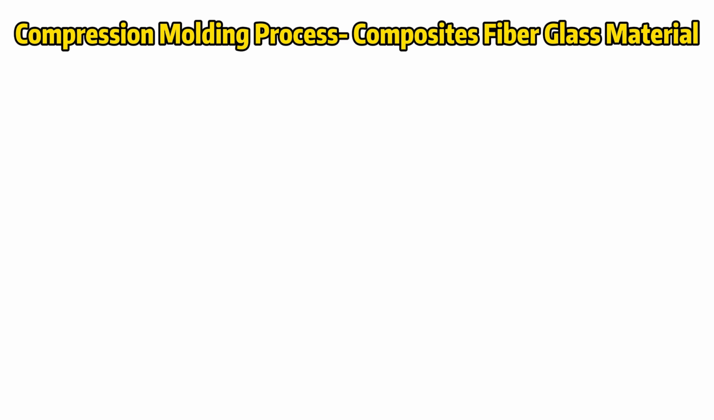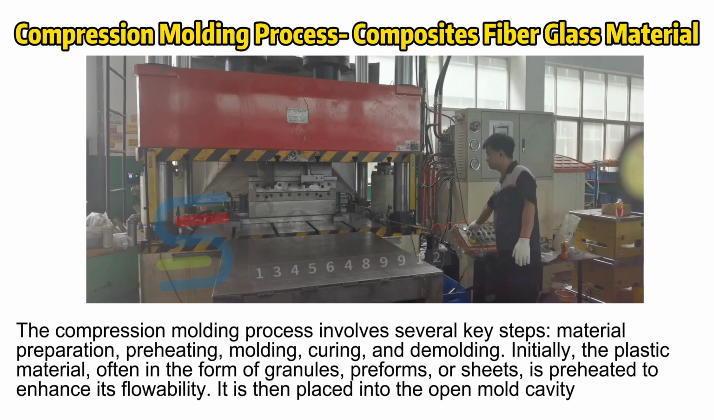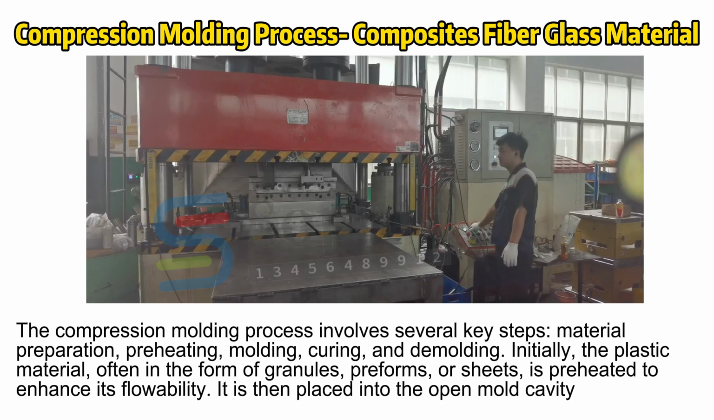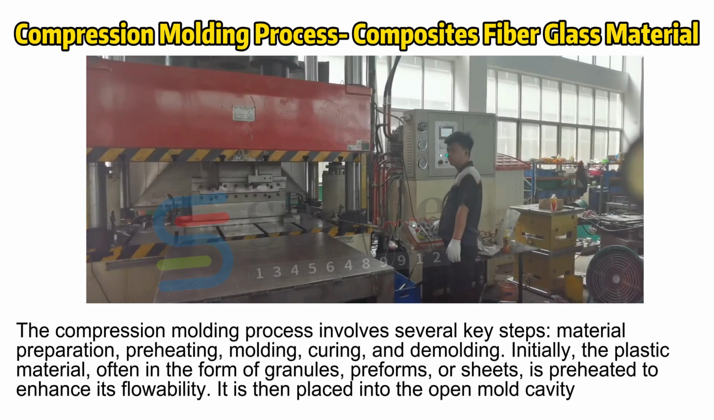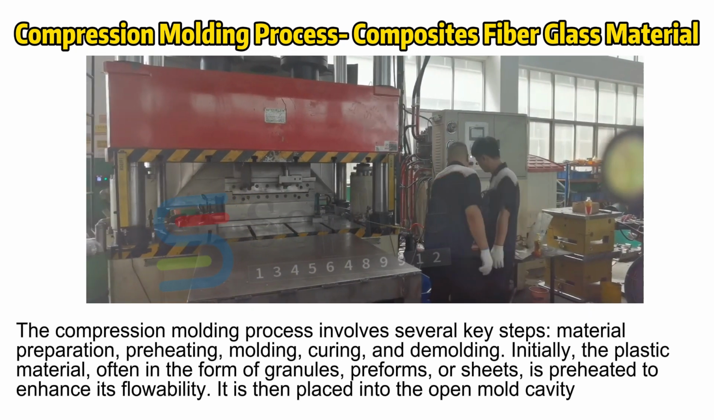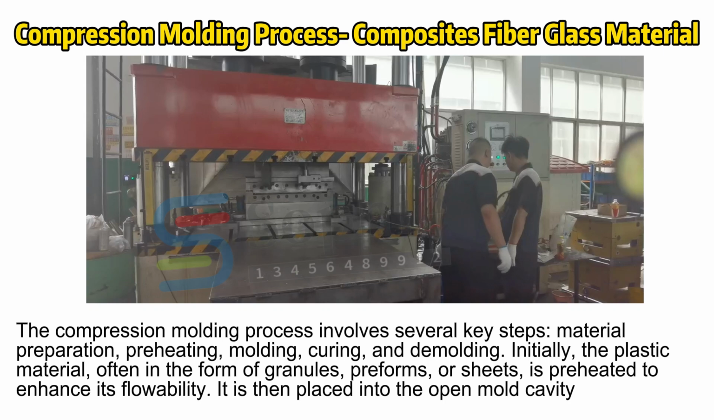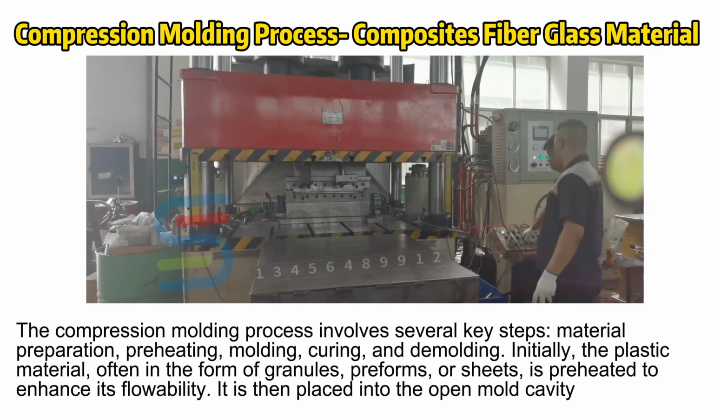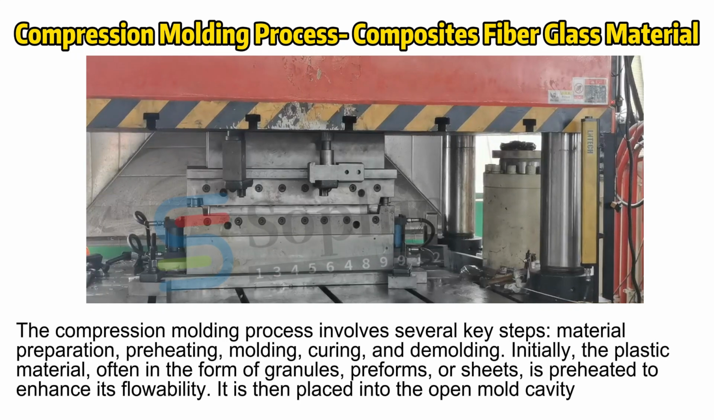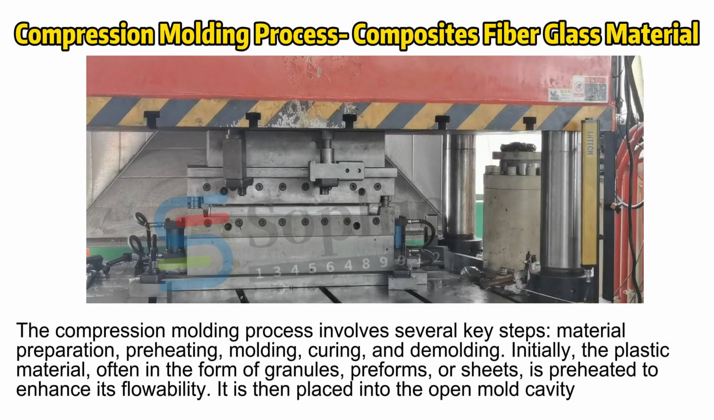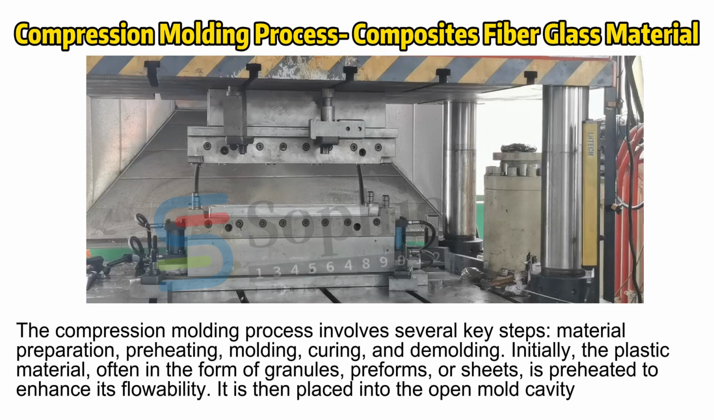Compression molding process. Composites fiberglass material. The compression molding process involves several key steps: material preparation, preheating, molding, curing, and demolding. Initially, the plastic material, often in the form of granules, preforms, or sheets, is preheated to enhance its flowability. It is then placed into the open molding cavity.